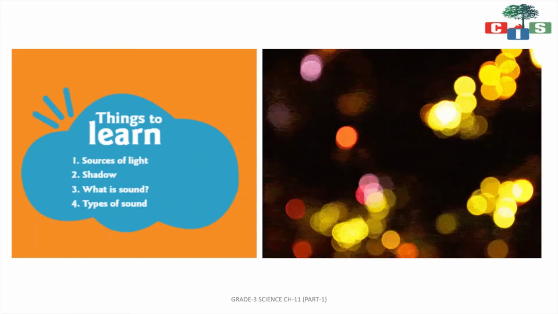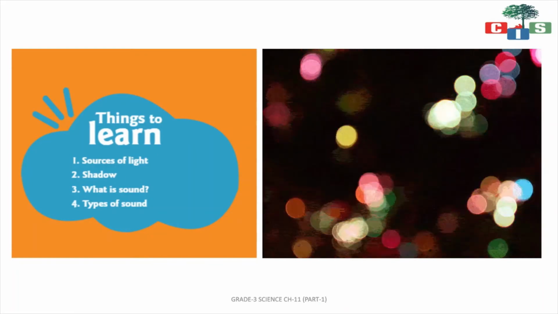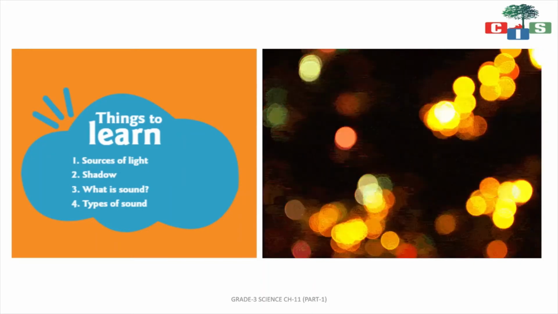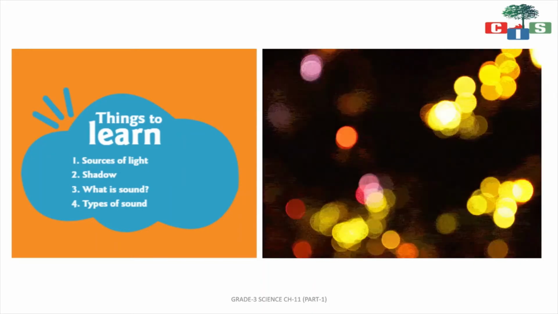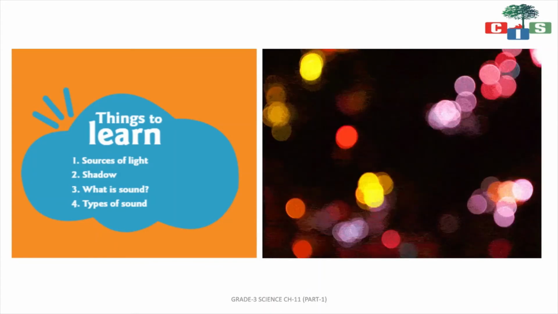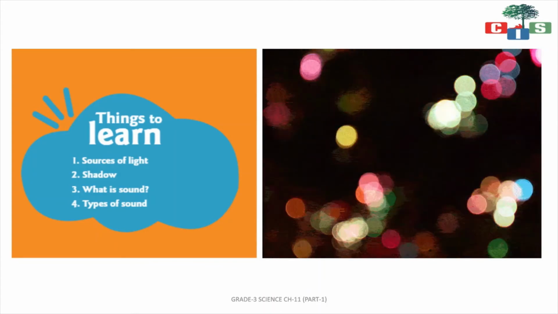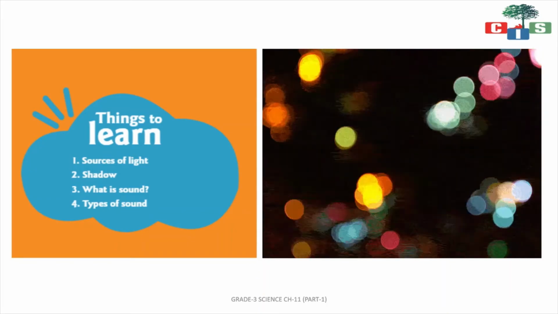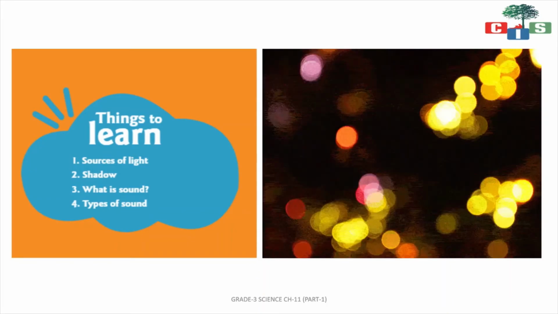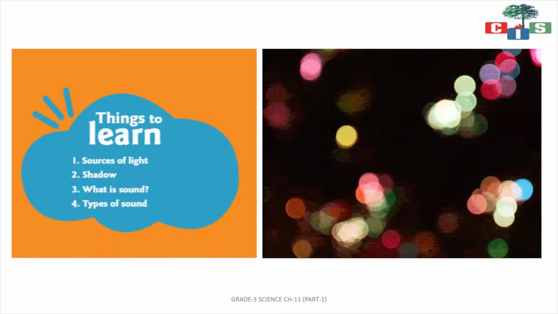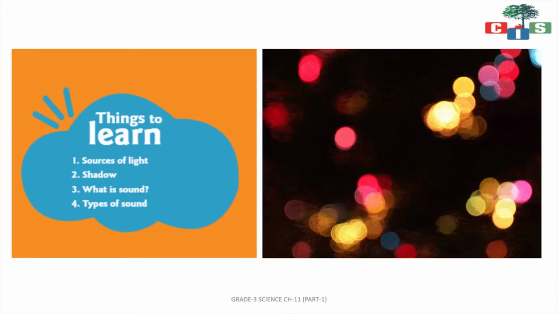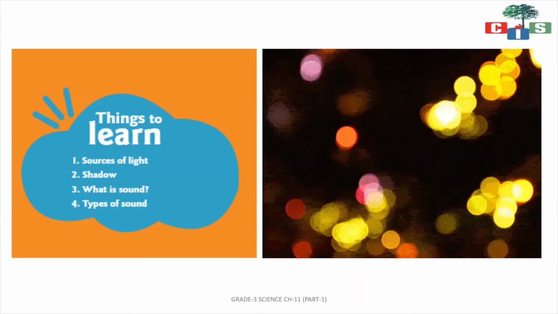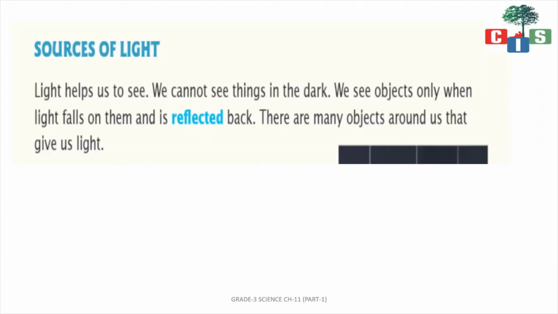Now, what are the different things that we are going to learn in this chapter? First, we are going to learn about sources of light, which are the objects from where we get light. Then we are going to learn about shadow, how the shadow is formed. Then we are going to see what is a sound and different types of sound. So in this chapter we are going to see about light and sound. Now let us begin with light.